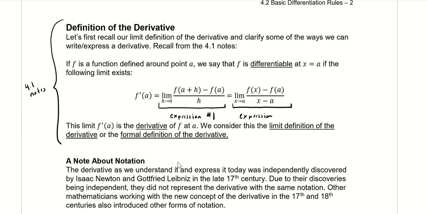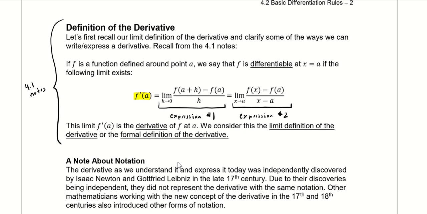Some people prefer one or the other. Sometimes one is easier to use depending on the function, but they will both calculate the derivative of the function at a. Or if you don't have a specific a in mind, if you're just talking about x, a variable, it will calculate the function that you can use to compute the derivative at a given point.